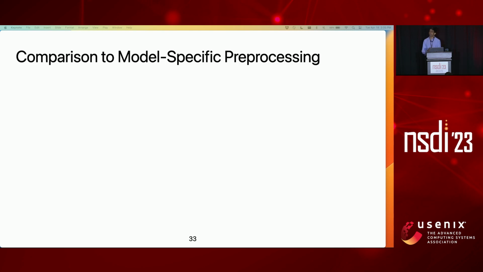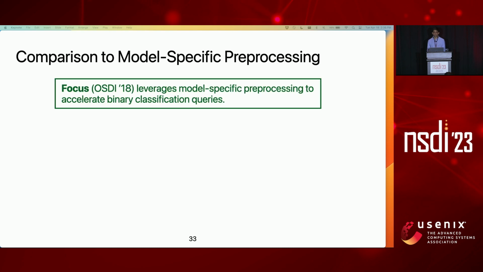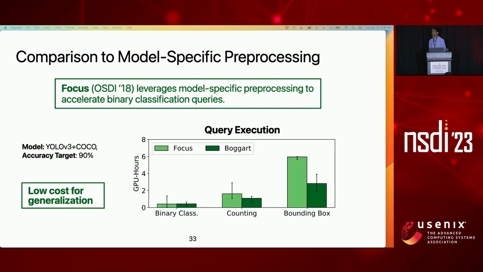We also compared Boggart to model-specific pre-processing approaches. For example, Focus trains a compressed model to approximate the full query model and uses that to extract and cluster objects during pre-processing. Boggart enables speedups that match or exceed those of Focus across different query types, despite Focus having complete knowledge of the query model during its pre-processing. This highlights Boggart's trajectories as a suitable model-agnostic alternative for result propagation across frames.